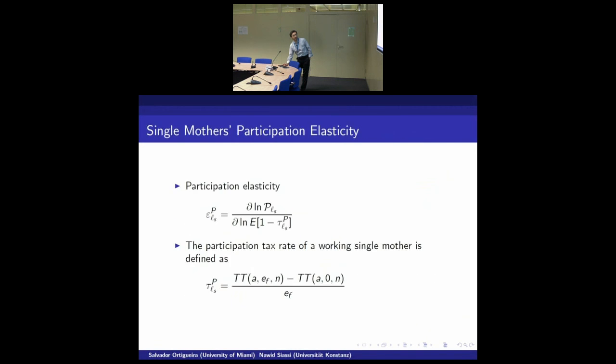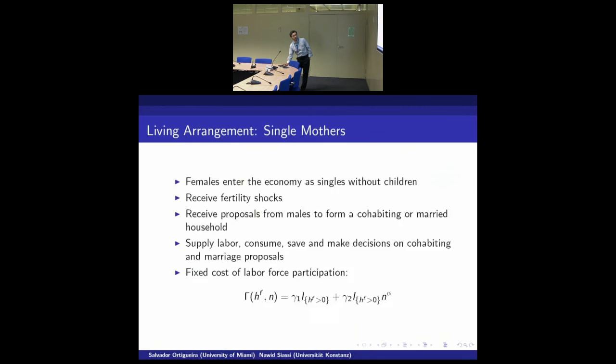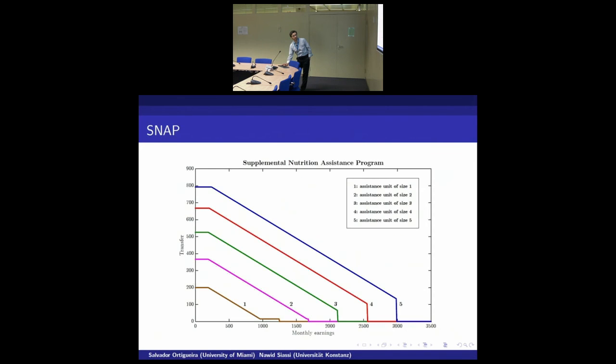Just 1 minute. First, let's go to these are the food stamps. So this is for monthly earnings. This has nothing to do with assets here in the horizontal line. This is monthly earnings. This is how much you get. So if your earnings are, let's say, $500 per month, the food stamps you get amount to $800 per month for a family of 5.